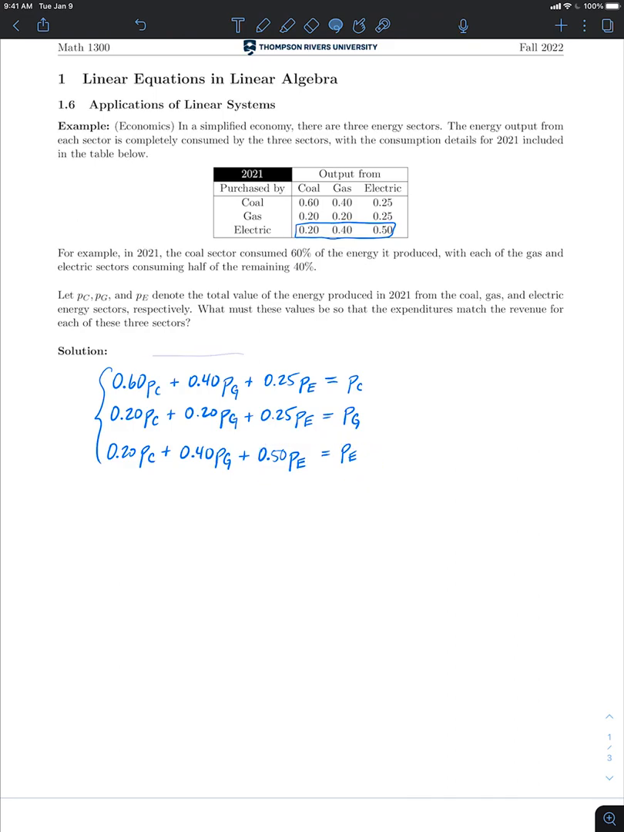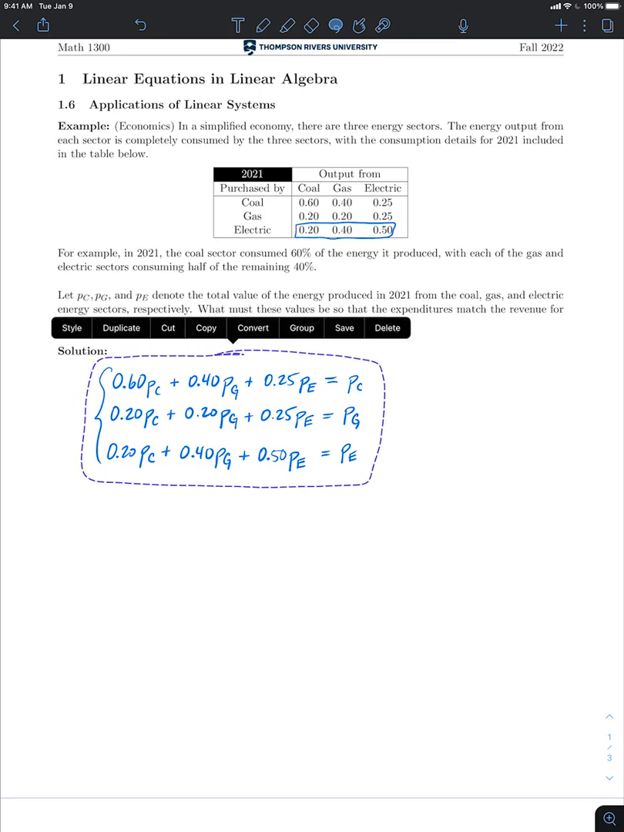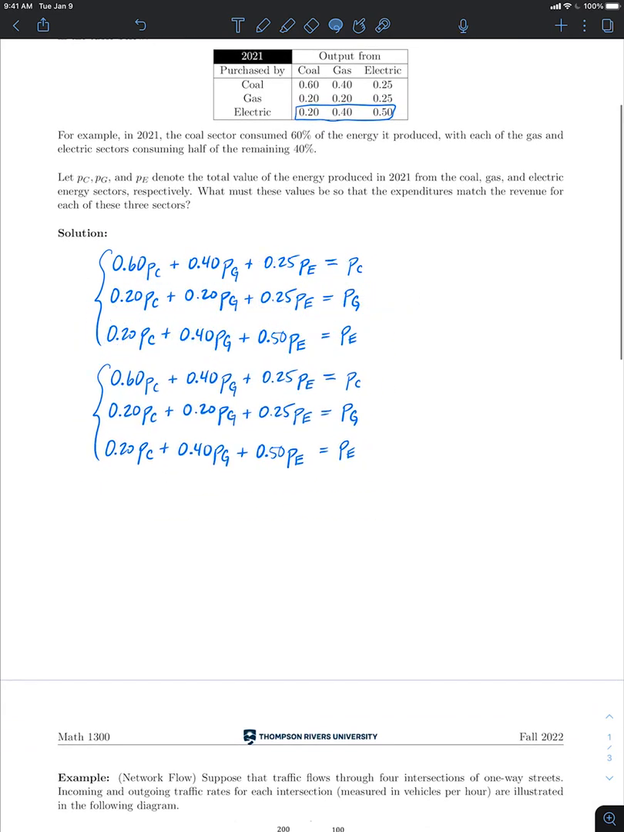The way you can do that is just simply move everything over to the left-hand side. So for the first equation, you're going to subtract P sub C from both sides. And I'm going to take advantage of copy and paste here to do this more efficiently.